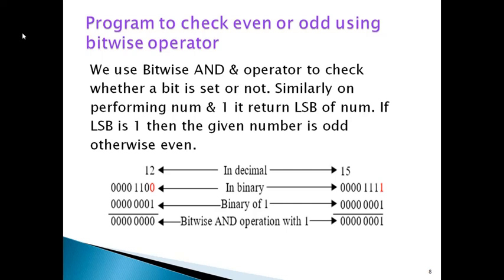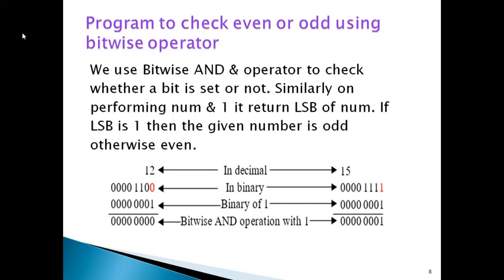In the binary number system, in the format of zeros and ones, the least significant bit of any number is either 0 or 1 only. If it is 0, it is an even number. If it is 1, it is an odd number. For confirmation purposes, we are performing the bitwise AND operation with 1. If the LSB, least significant bit, is 1, then it returns the result 1. If the LSB is 0, it returns 0.